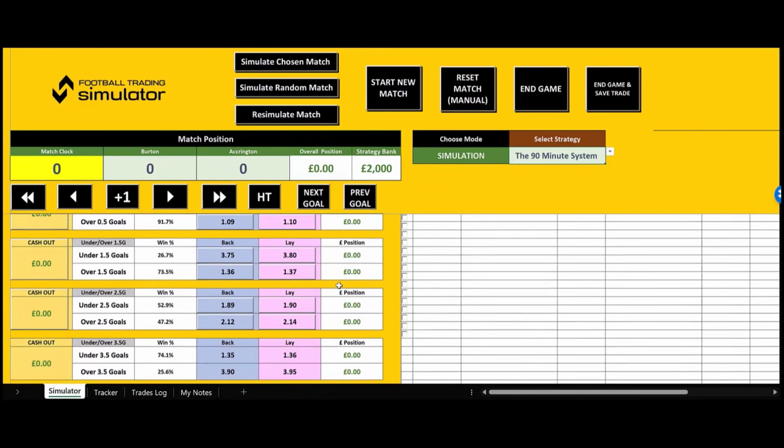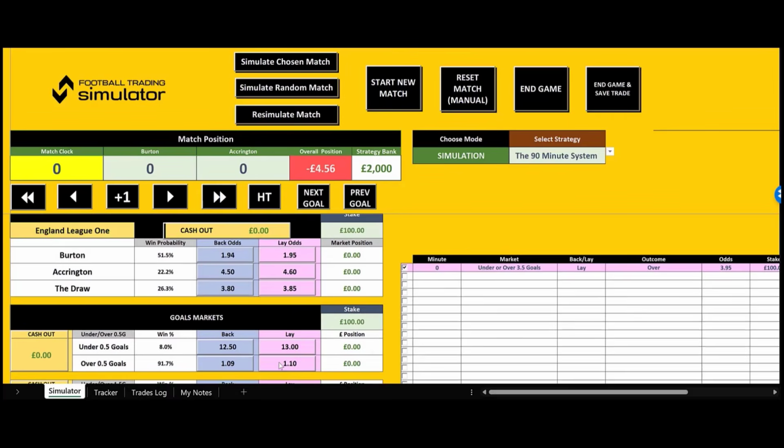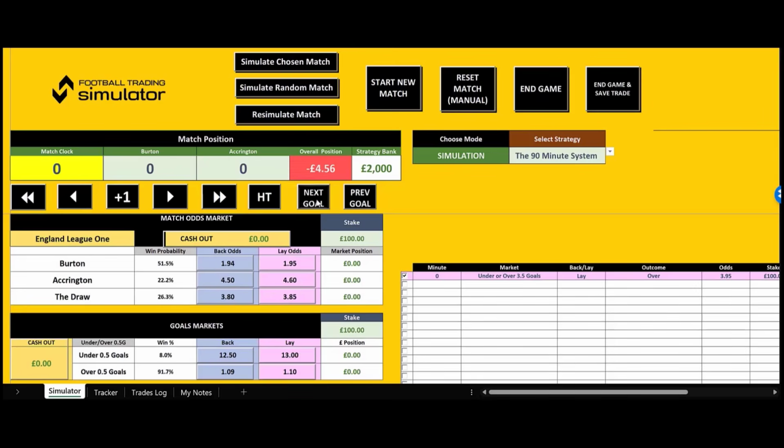And so this is going to be an interesting one. We've got this first match, Burton against Accrington Stanley. Who are they? And we will lay over 3.5 goals here, 3.95. And we're going to have to use the next goal button to see what happens from here.